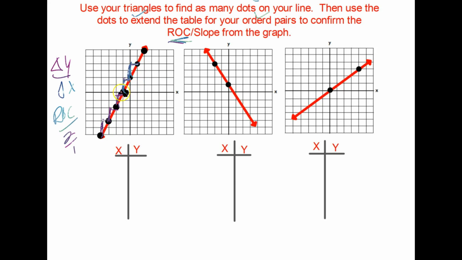Well, if I start at the origin, that is 1, 2, 3, 4. So that's -4, -4.